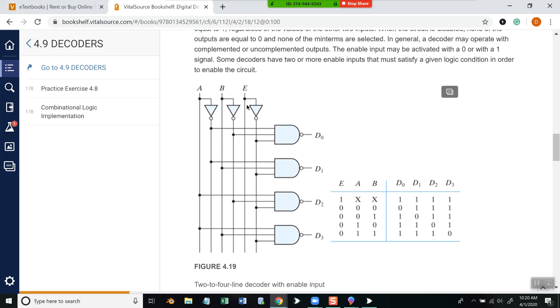So since E is coming into each, or I guess the inverted E is coming into each one of them.